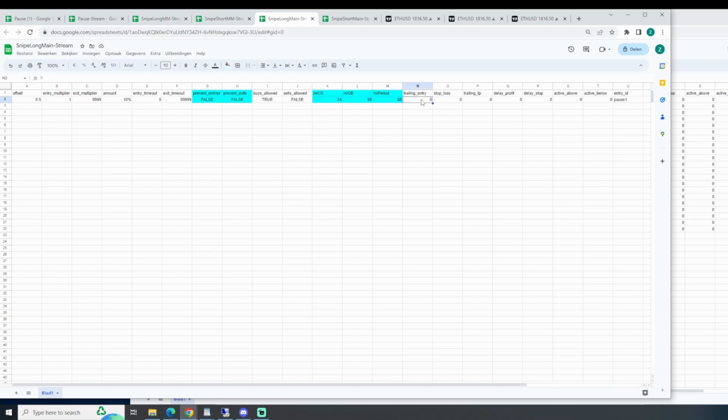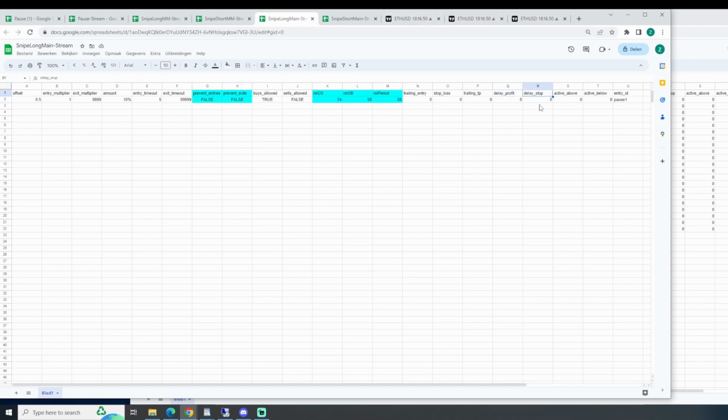Trailing entry means, for example, if you're trying to buy, do you want the price to go up a certain confirmation? Do you want the price to go in your direction before you actually start to make a trade? Let's say we do not need the trailing entry, we do not need stop loss, because the stop loss will be implemented into the algorithm itself, into the TradingView algorithm.